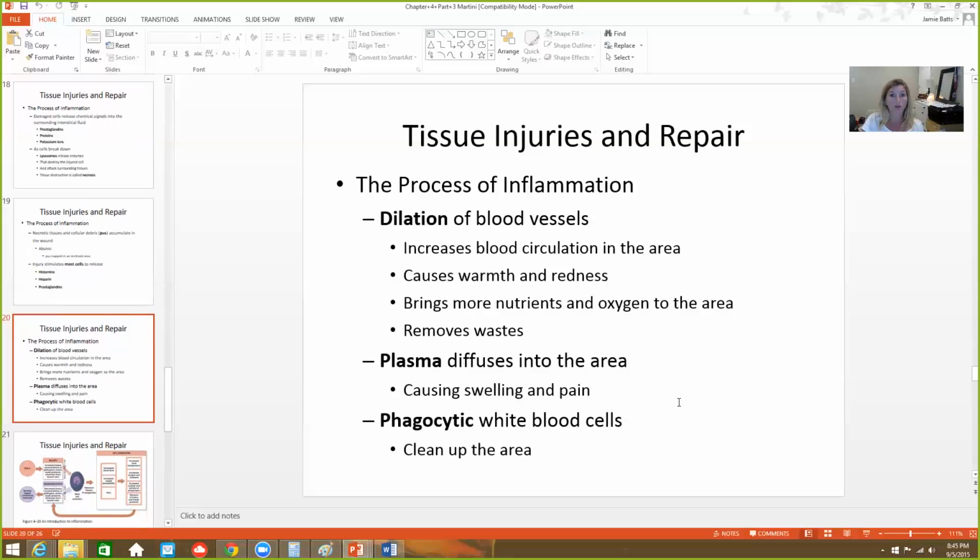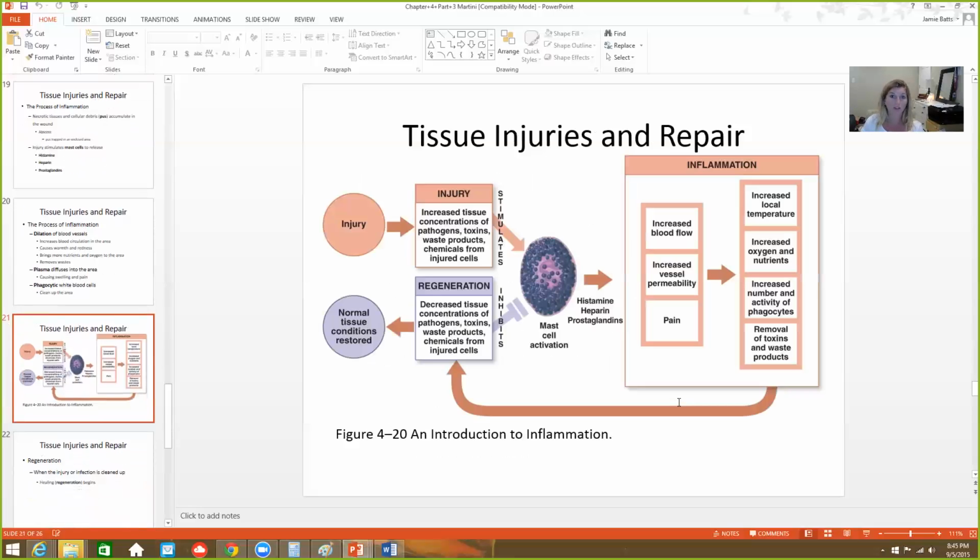debris. So through inflammation, again, we have dilation of the blood vessels, the plasma's coming into the area, causing that swelling, increasing the pain level, and then all the little phagocytes, Pac-Man, are coming through, gobbling up all of the debris, all of the waste, and any bacteria that are there. So here's a nice visual for you.